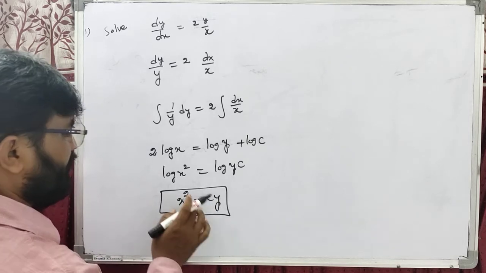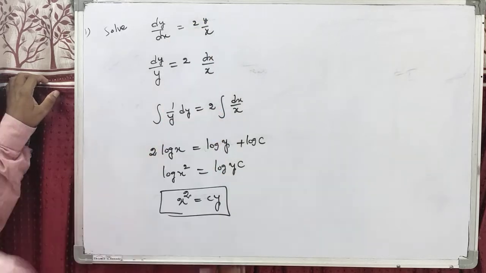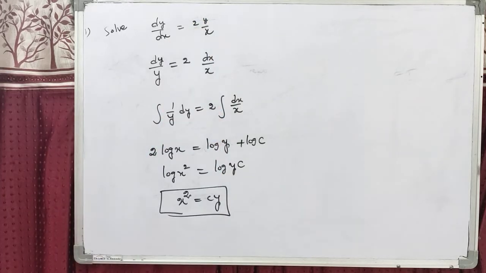When you differentiate with respect to x, we get this. Okay students, x² = cy. How to write this? We first take the variable separable method.